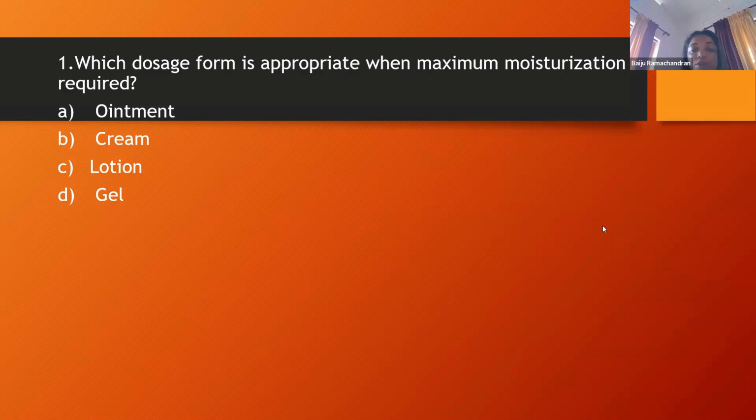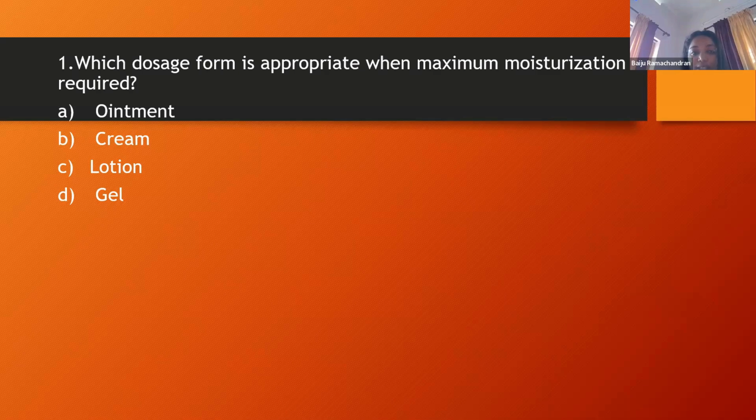So the first question is, which dosage form is appropriate when maximum moisturization is required? If you need the property of maximum moisturization, which dosage form is the appropriate one? The options are ointment, cream, lotion, gel.